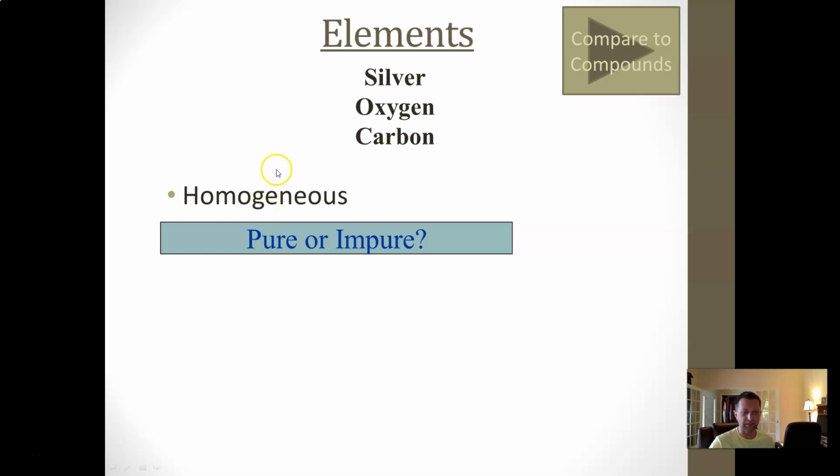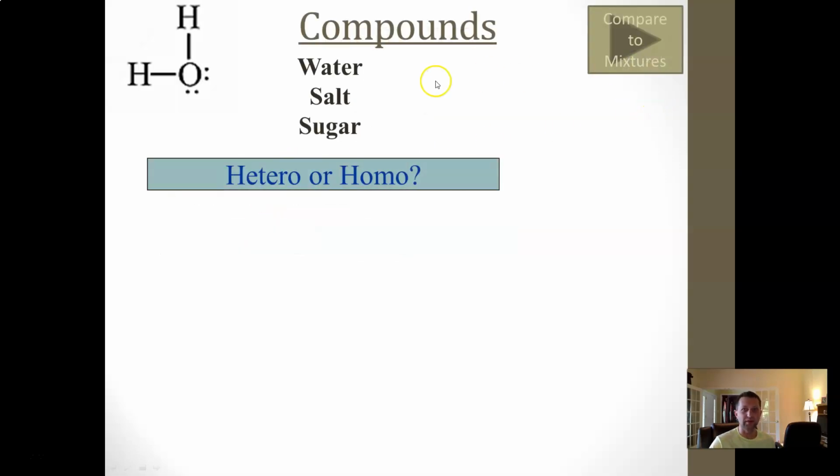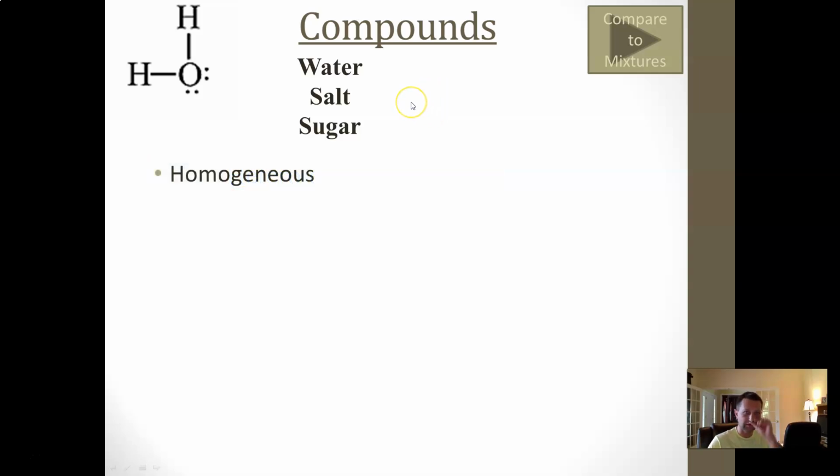All elements are homogeneous. Same thing with compounds. They're all homogeneous as well. So if you have a glass of water, that glass of water is the same throughout. It's consistent throughout. Same with a block of salt or sugar, right? It's the same throughout. It's consistent throughout.